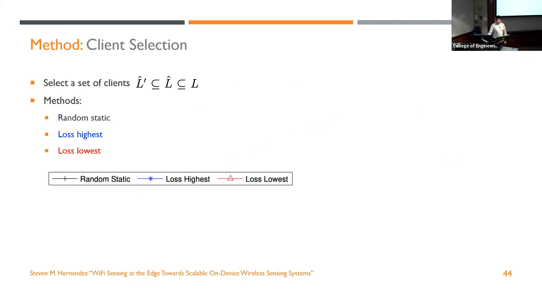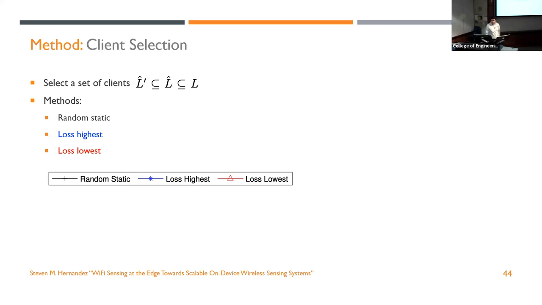In addition to this, we looked at how do we select clients? How are we going to select clients so that they give us the most important information? So in this case, we have a set of maybe 100 locations, and we selected a subset of those to train on. And then after they trained, we need to decide which ones are going to potentially increase the generalizability of our model versus decrease the generalizability of our model.